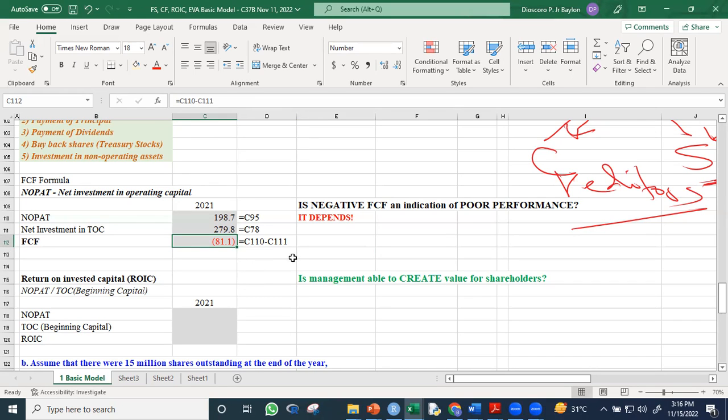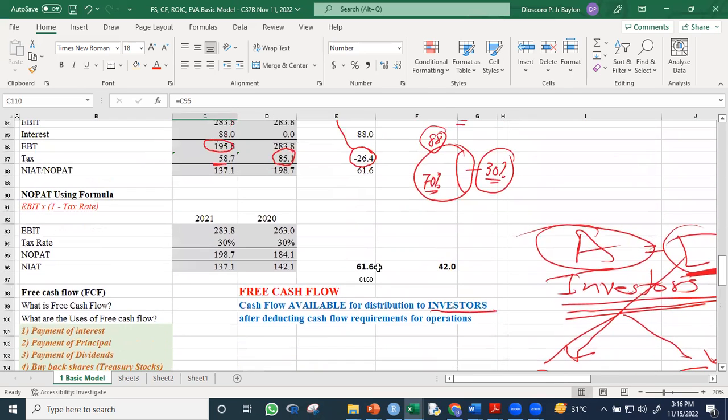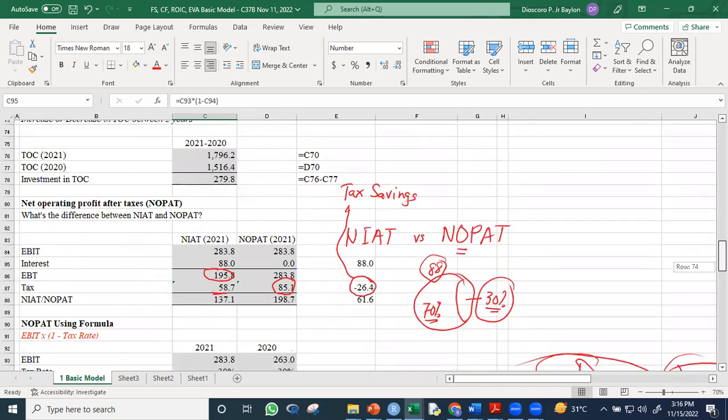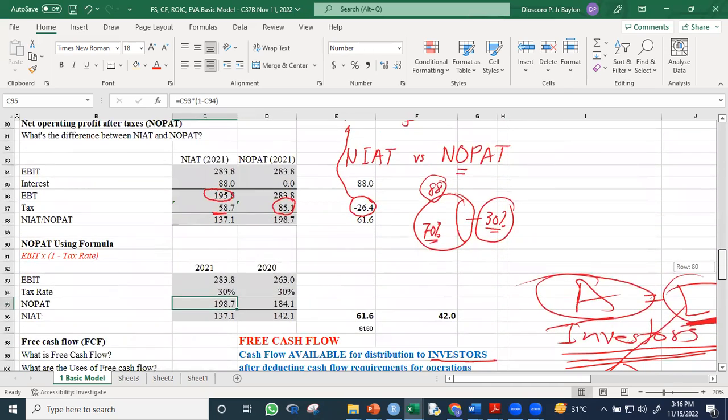And when is that? The negative here can be due to, say, a high investment in TOC despite a high NOPAT. Let's assume that the NOPAT is okay, because if we compare NOPAT with the previous year, 184.1, then there was an increase of 14,000 in net operating profit after tax.